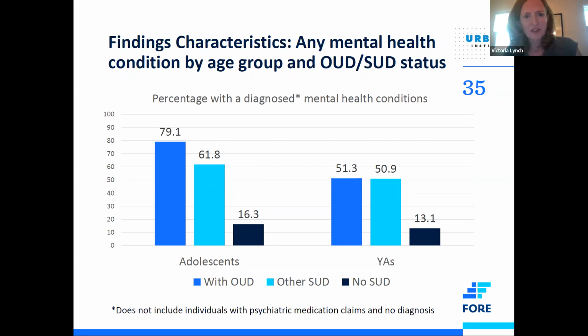This slide shows any mental health condition by age group and OUD, SUD status. I'll get into the specific conditions we looked at in a couple of slides. But here you can see on the left that we identified a higher percentage of adolescents with SUDs having a mental health condition also identified. It's basically 79% of the adolescents with OUD who had another mental health condition, and also 61% among the adolescents with other SUD. It's lower, but still substantial among young adults with SUD. And as you can see from the black bars, those are the adolescents and young adults with no SUD identified. We see much less mental health conditions identified.